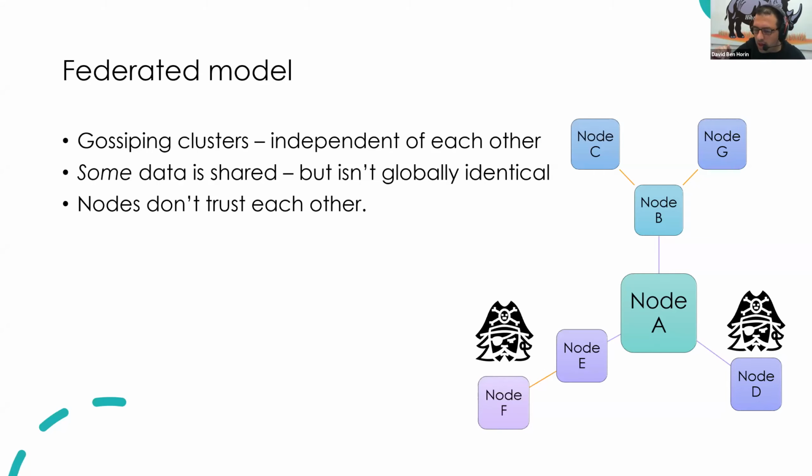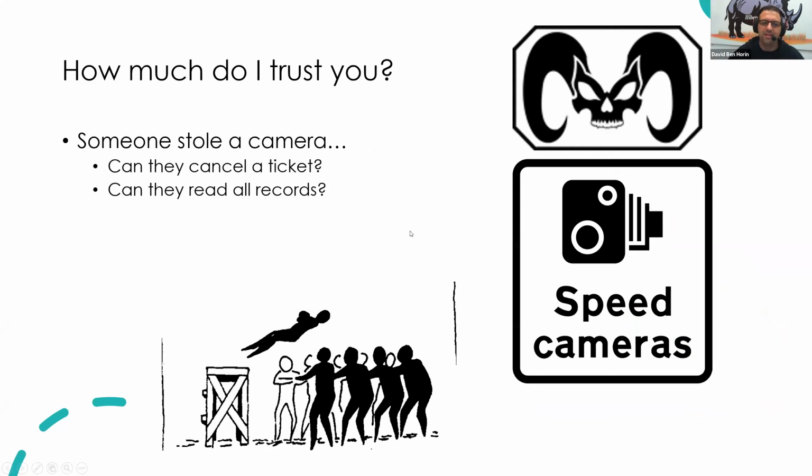Now, let's talk about some of the other impacts of this. I'm not trusting anything here. If someone owns the camera, if someone stole the camera and tried to look at the data that it has inside, it has only the records that were taken by this particular camera. I can't read anything that wasn't taken by this camera.